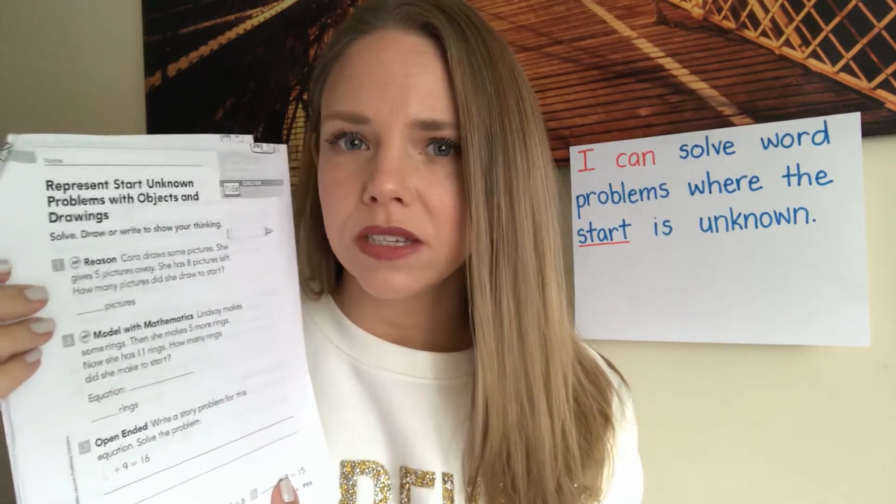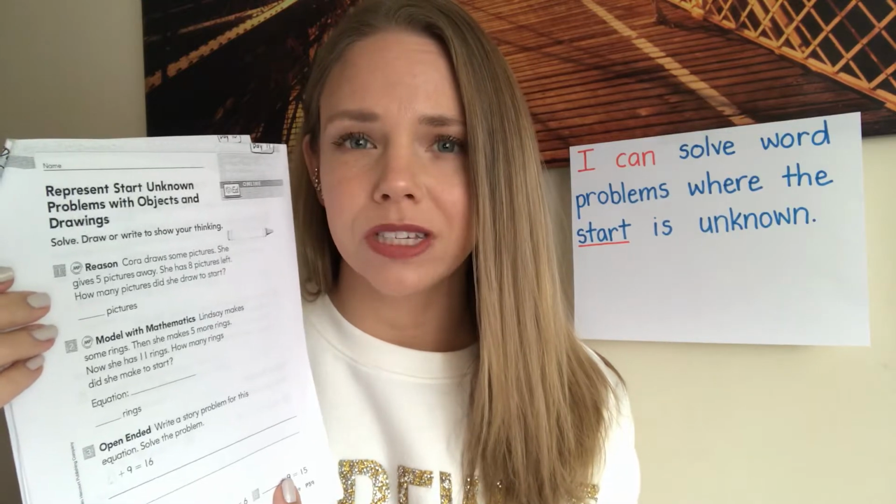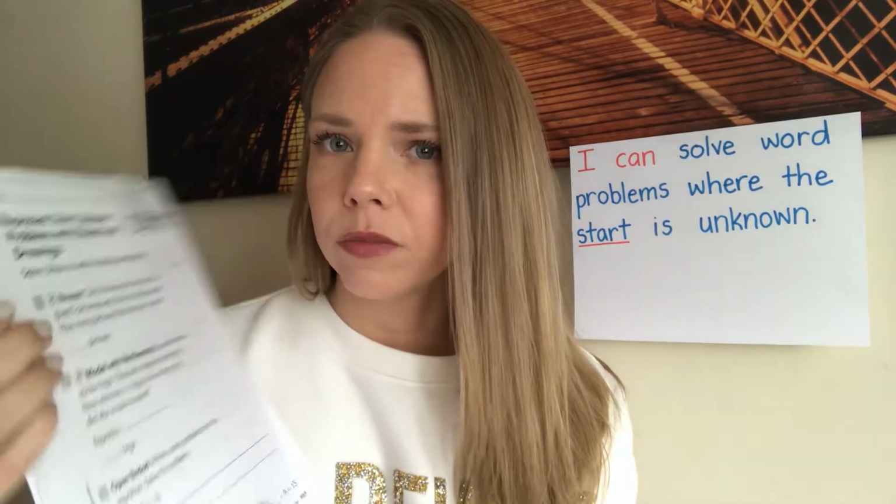So before I try to solve this problem, I want to make sure I understand the gist of it, right? Like when we're doing our 3 reads for our problem solving protocol. So the gist of this problem, from what I understand, is that a little girl named Cora is drawing pictures, and then she gives some away, and then she has some left, right? She starts with some, she gives some away, and now she only has some left, okay?